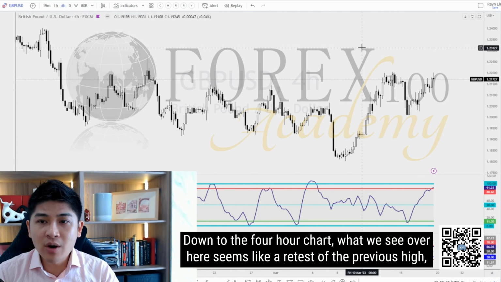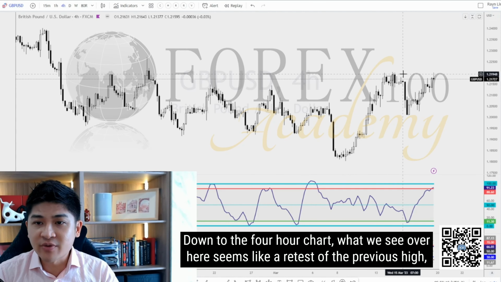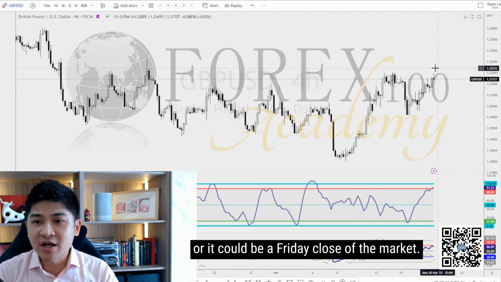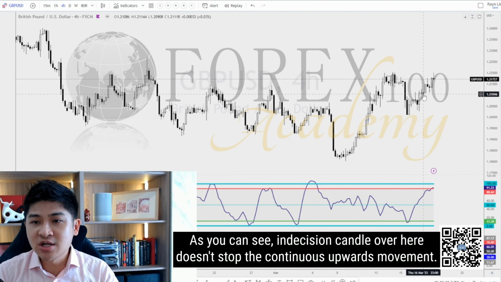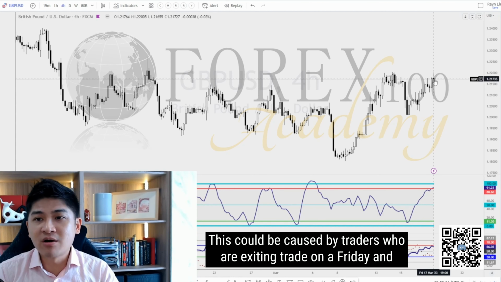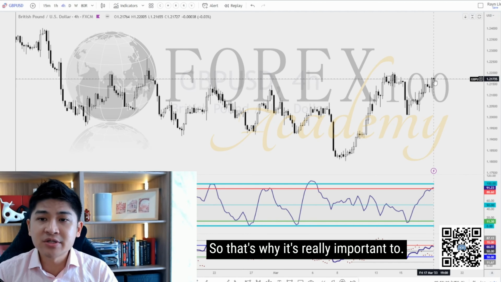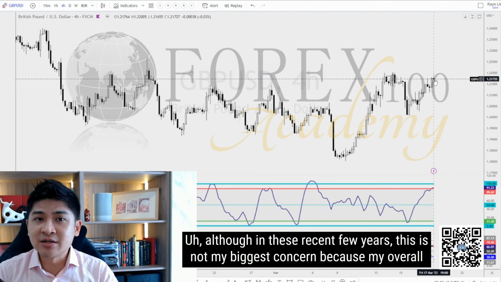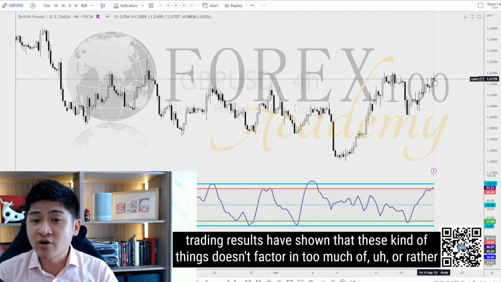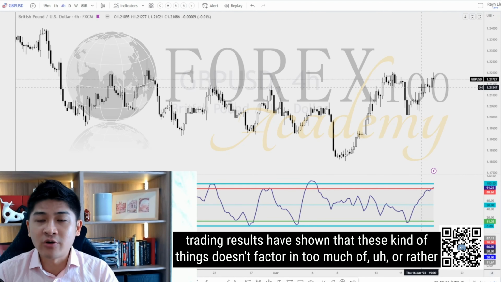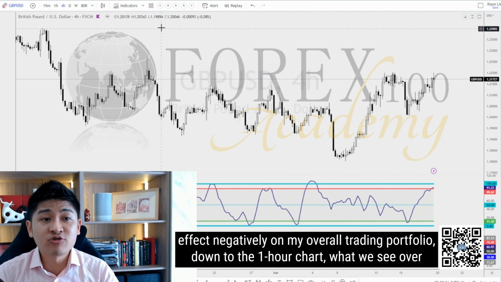Down to the 4-hour chart, what we see over here seems like a retest of the previous high, or it could be a Friday close of the market. As you can see, initial candle over here doesn't stop the continuous upwards movement. This could be caused by traders who are exiting trade on a Friday and choose not to carry over their trade. So that's why it's really important to think about these, although in these recent few years, this is not my biggest concern because my overall trading results have shown that these kind of things don't factor in too much, or rather affect negatively, my overall trading portfolio.